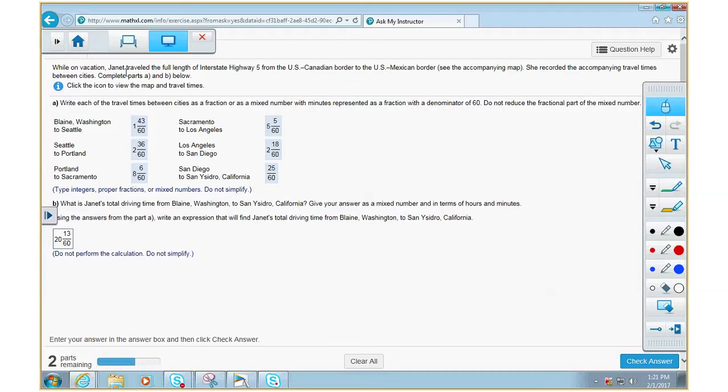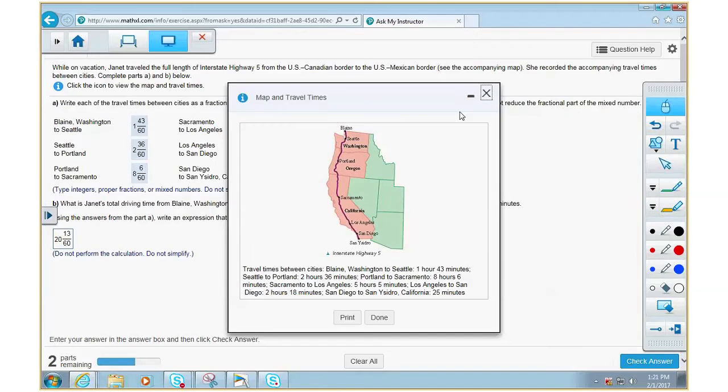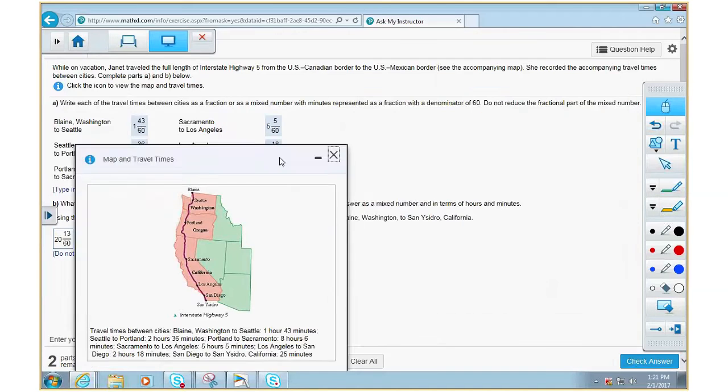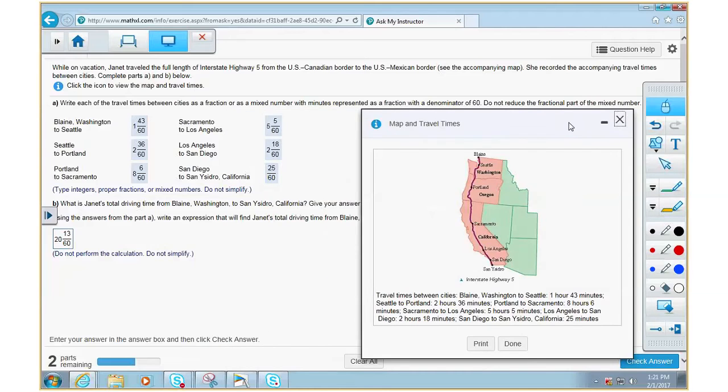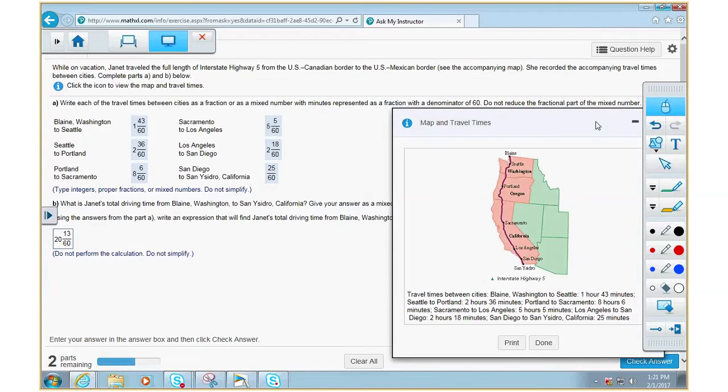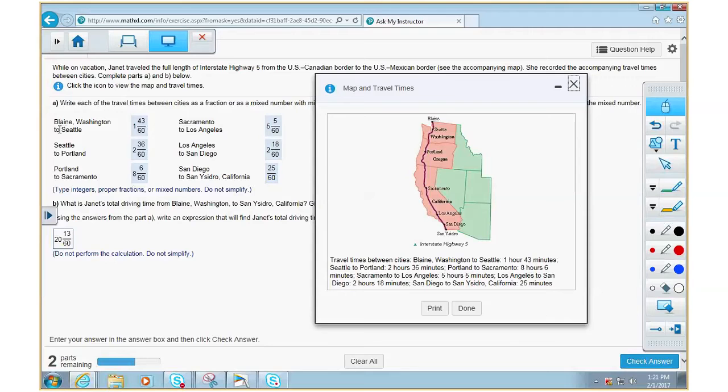On vacation, Janet traveled, and so on. She recorded a couple of travel times between cities. Yeah, that was aggravating me too. Each of the travel times, the next number represents the denominator of 60. Okay, it says that. An hour, 15 minutes, 60. So I got my first part right. What it says is that you're not supposed to perform the calculation.